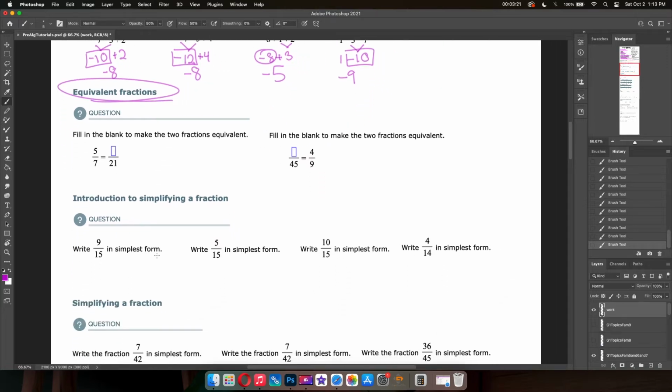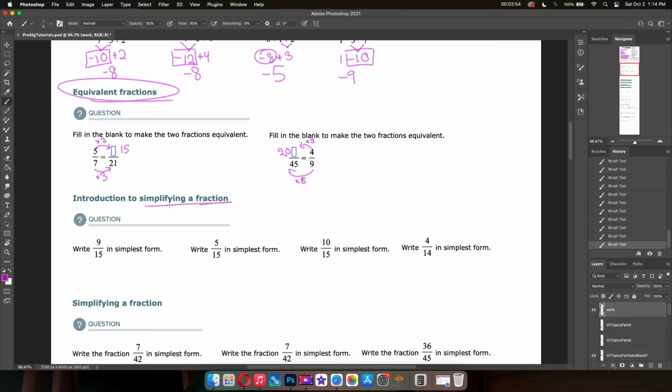So let's see here. Fill in the blank to make 2 fractions equivalent. This one is relatively straightforward again because it's an introductory topic. 7 times what gets you 21? That's times 3. So 5 times what? 5 times 3. And what is 5 times 3? 15. That's our answer. When I'm looking over here, 9 times what is 45? That's times 5. And what I do to the bottom, I do to the top, times 5. 4 times 5 gets me 20. That's what equivalent fractions are doing.